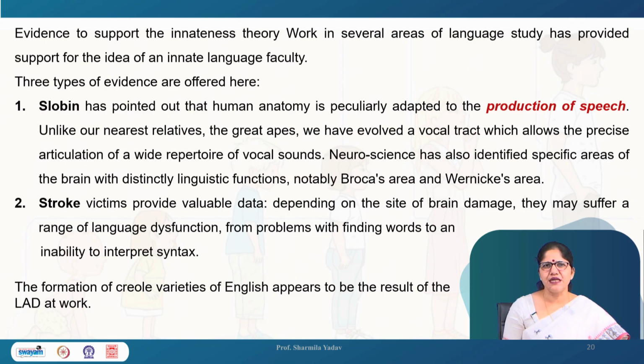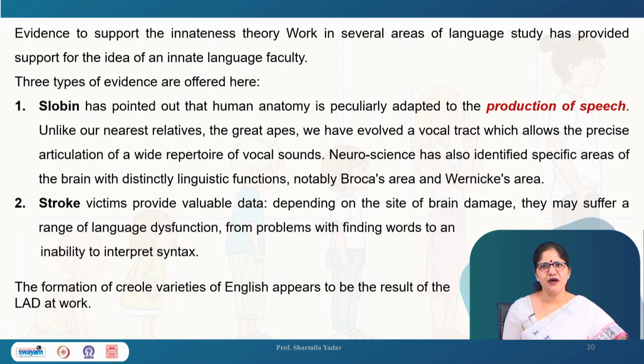Evidence to support the innateness theory: work in several areas of language study has provided support for the idea of an innate language faculty. Three types of evidence are offered here. Slobin has pointed out that human anatomy is peculiarly adapted to the production of speech. Unlike our nearest relatives, the great apes, we have evolved a vocal tract which allows the precise articulation of a wide repertoire of vocal sounds.